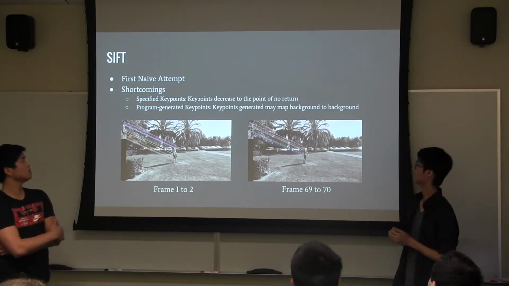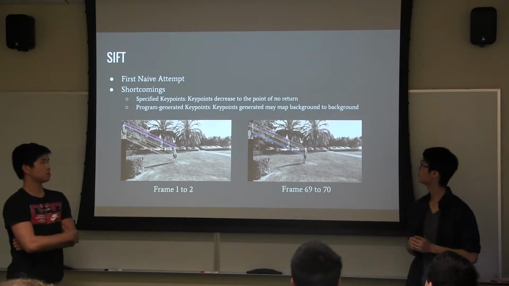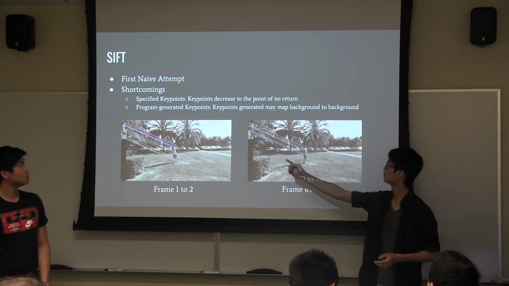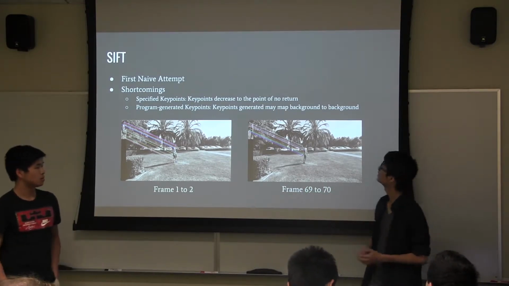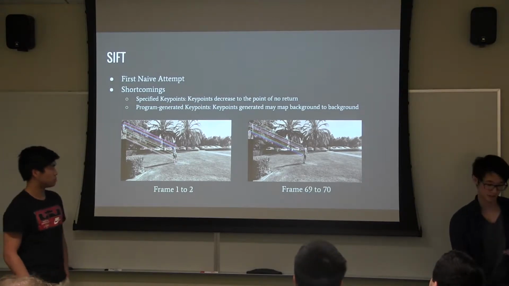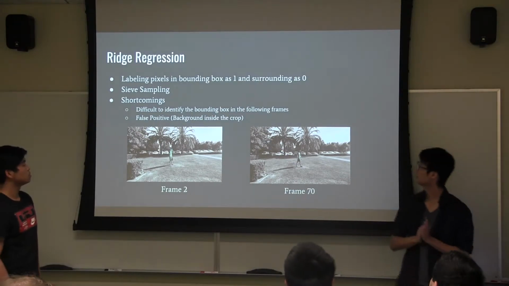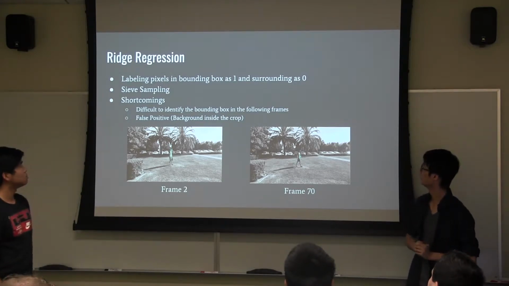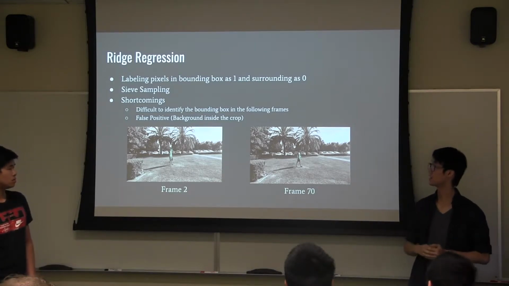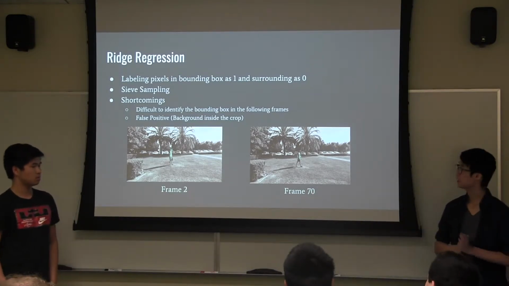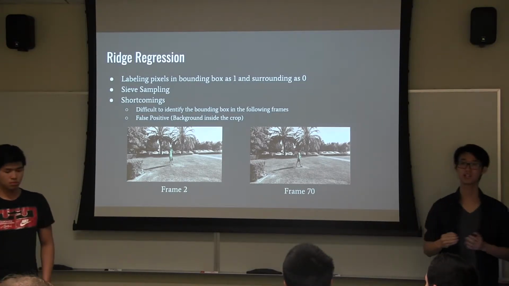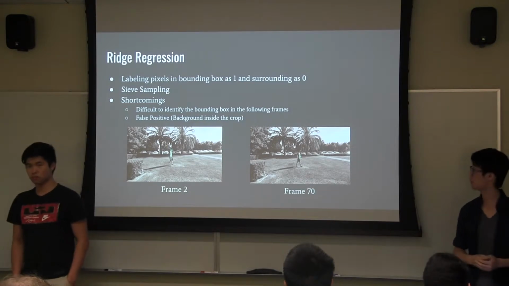SIFT, the main idea is just to try to map the key points from frame to frame. But the problem is if we automatically generate key points, it will map the background to background, which makes the tracking static. And if we manually label them, the number of key points will decrease over time. Next algorithm is weight regression. We label the pixels outside the bounding box as 0 and inside as 1, and we conduct a few samplings. The problem is when we detect, not the whole body is detected, which makes it difficult to identify the bounding box in the next frame.